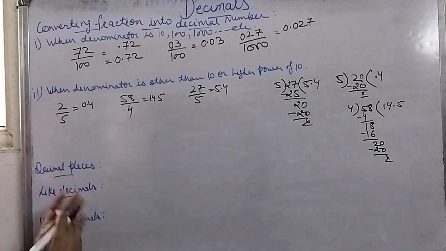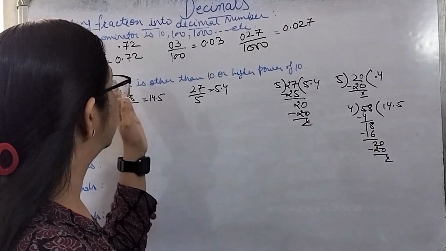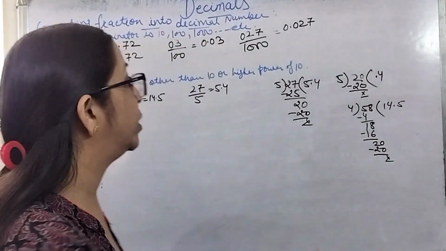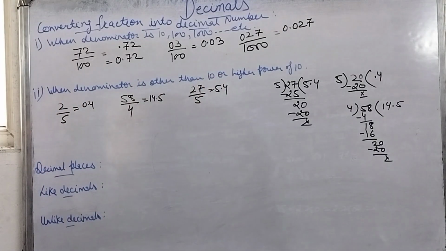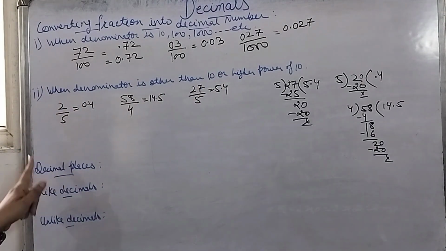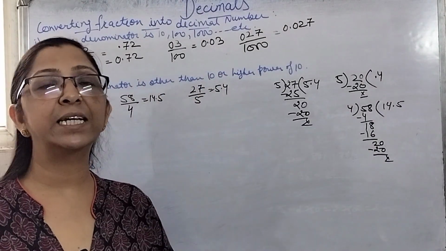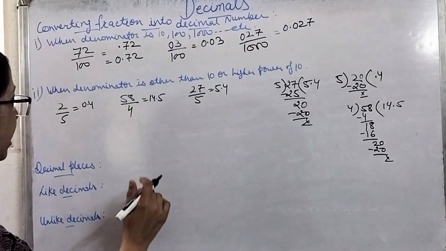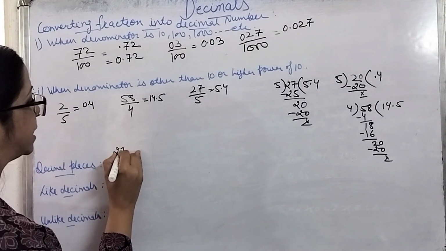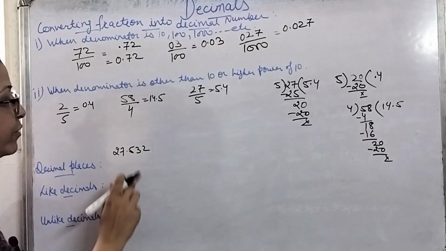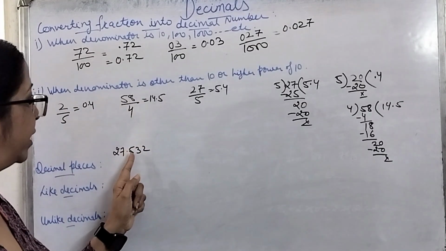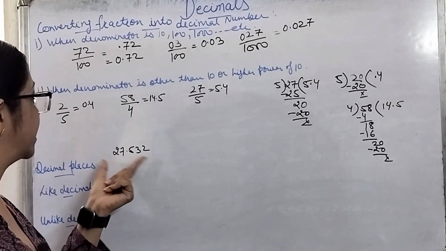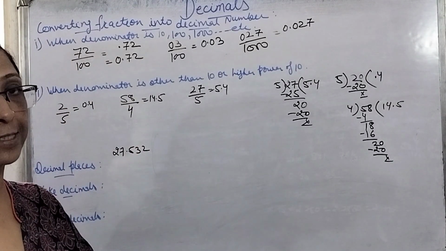This is how, by simply dividing the dividend by the divisor, we can convert a fraction into a decimal number. Now what are decimal places? The number of digits after the decimal in a decimal number is known as the number of decimal places. Like if I take an example, 27.532. After the decimal, how many digits are there? 1, 2, 3 digits are there after the decimal. So this decimal number is having 3 decimal places.